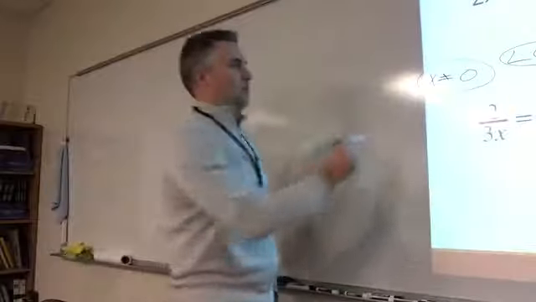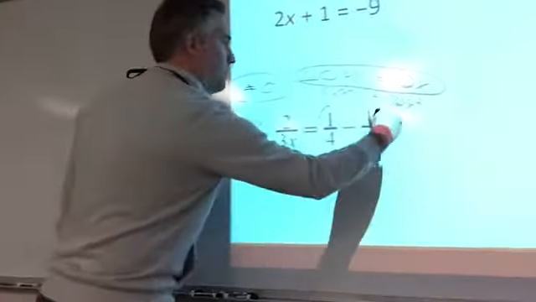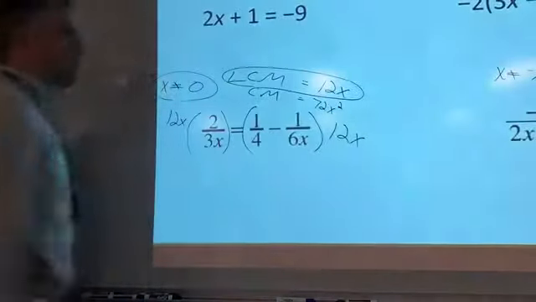So what am I going to do with that lowest common multiple? I'm going to take both sides times it. Whatever I do to the left, I can do to the right.